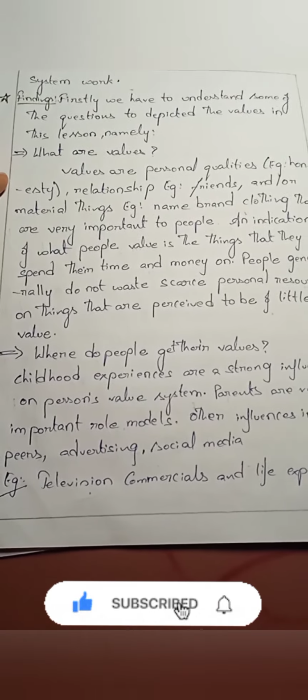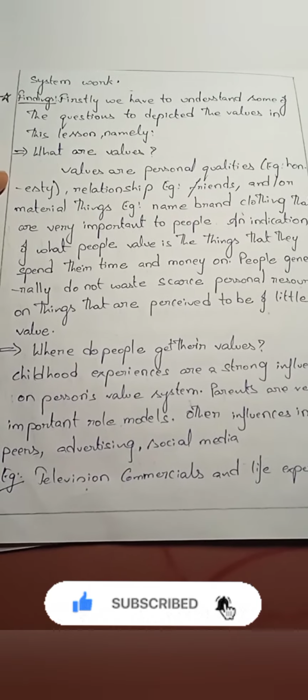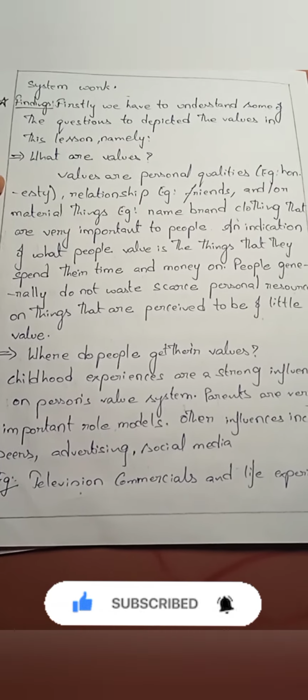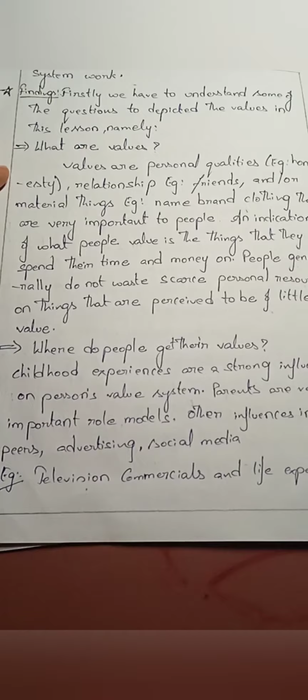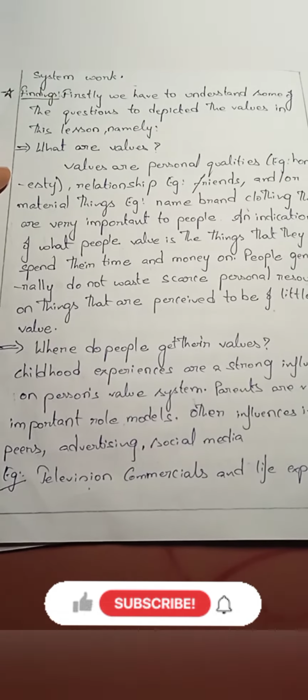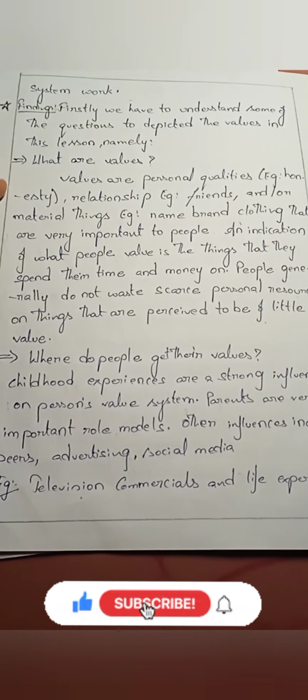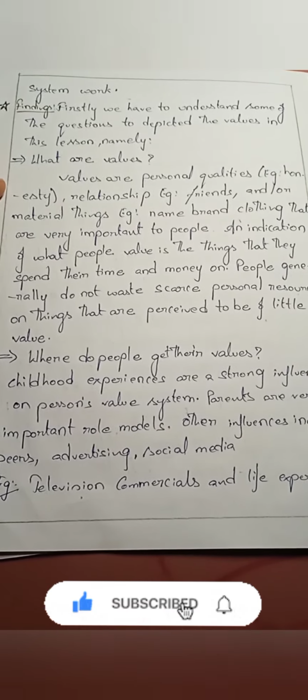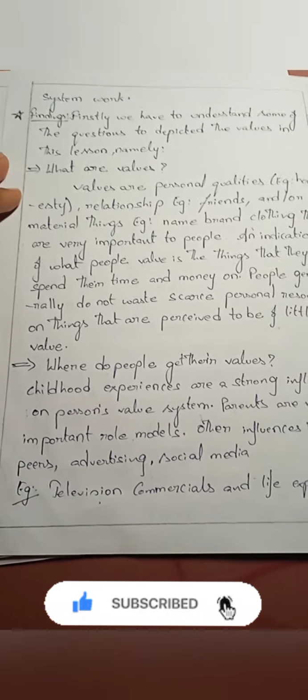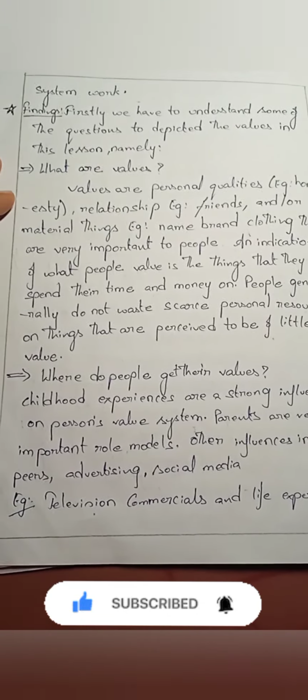Example, name, branding, clothes that are very important to people. An indication of what people value is the thing that they spend their time and money on. People generally do not waste scarce personal resources on things that are perceived to bear little value. Where do people get their values?